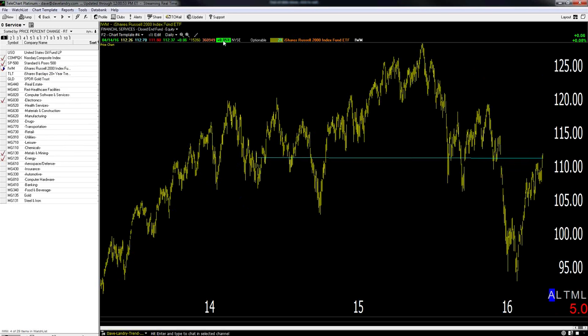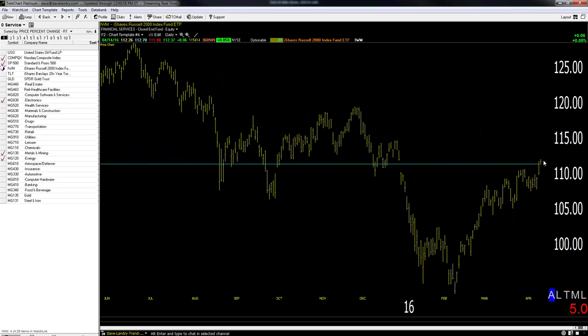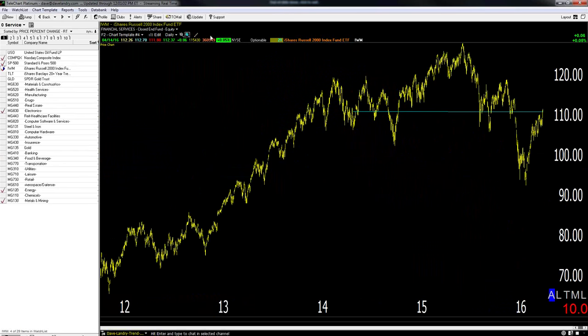The Russell 2000, kind of interesting in here. Like the other indices, shorter term, it broke out, but not much follow-through today so far. But boy, the Russell's kind of scary in here. It's got a lot of overhead supply.